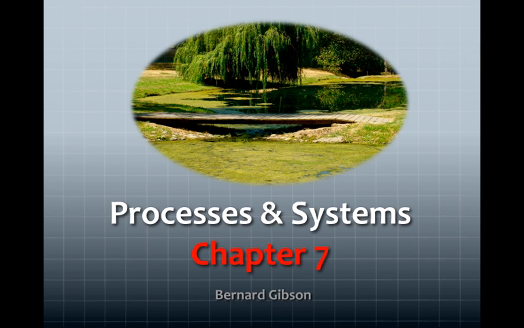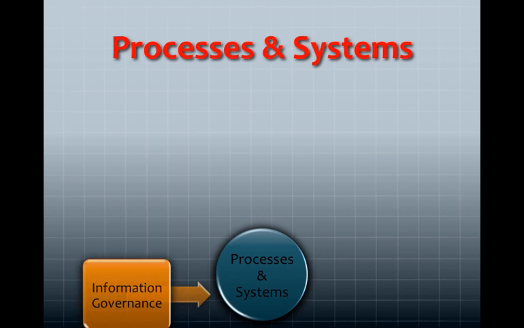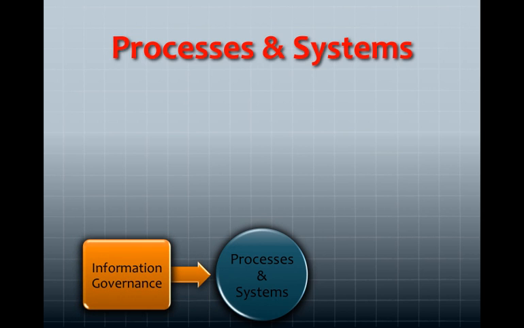Processes and Systems, Chapter 7, is where our discussion starts today. In a business setting, you need to be able to pull together processes and systems. I want to explain what that means, but there are some elements that we think best describe processes and systems.